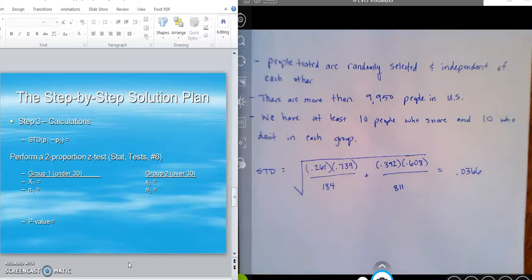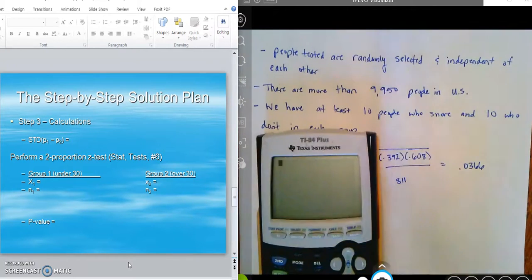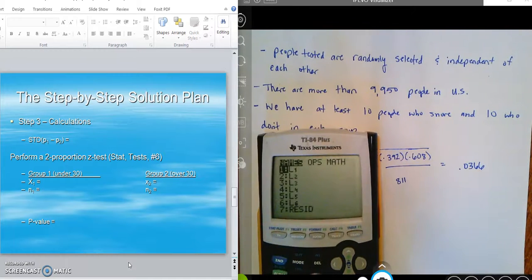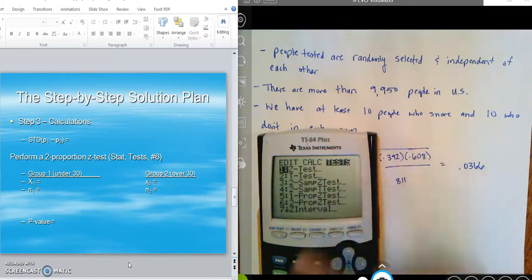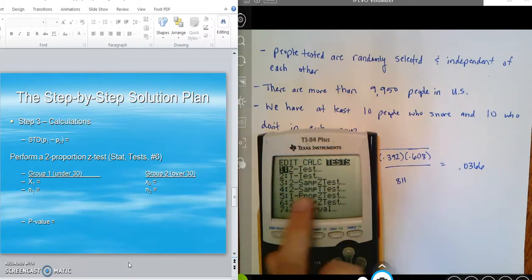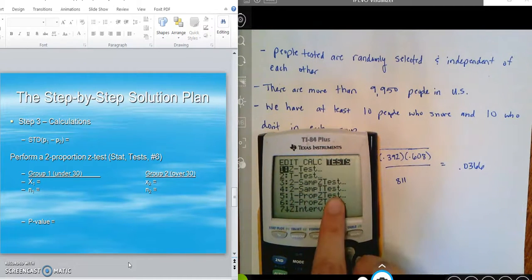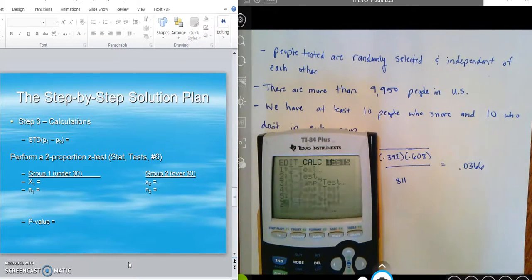Now, we are going to the calculator because we are using yet another test on this incredibly long list. So if you go, oops, not second stat, just stat, test. Okay, this time we have two proportions. So notice you got some choices here. We got two sample t-tests, one proportion z-test. We've already done that one. Two proportion z-test. This is where we're at, number 6. We are doing a two proportion z-test.